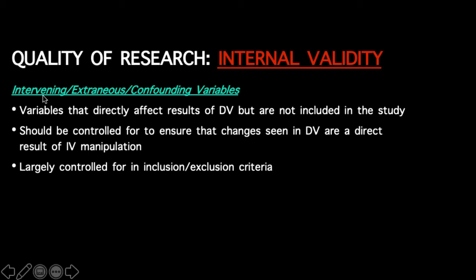Another thing that we have are intervening, extraneous, or confounding variables. All of these three terms are synonymous with each other, but these are variables that are going to directly affect the results of the dependent variable, but are not included in the study. Okay, so let's say I was doing a study that involved collecting EMG activity on muscles, and I was doing it in the legs, okay, that is the dependent variable I'm collecting, right? I want to see how much activity can be produced maybe by the quad muscle.